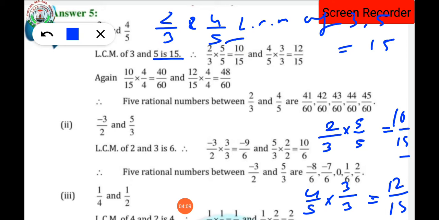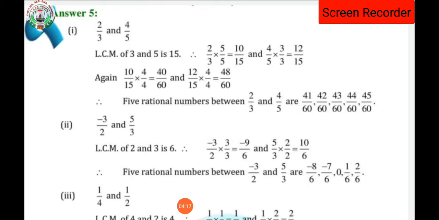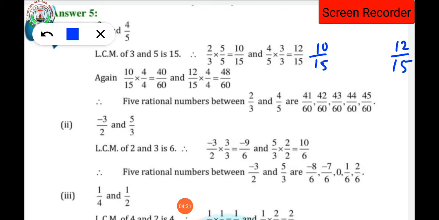Now look, students, what numbers do we have? 10 upon 15 and 12 upon 15. Between these two numbers, how many rational numbers can we find? Only one rational number, because after 10 comes 11 and after 11 comes 12. So only one rational number between 10 upon 15 and 12 upon 15.